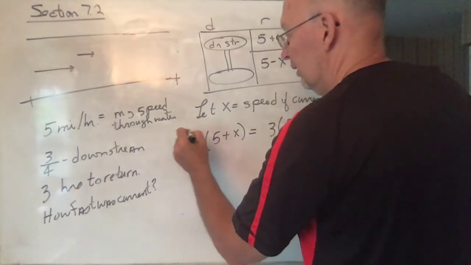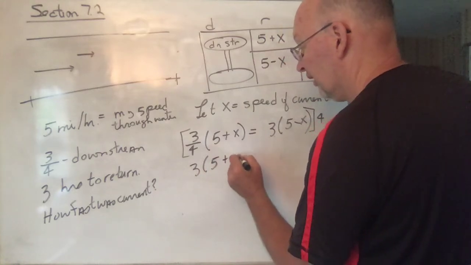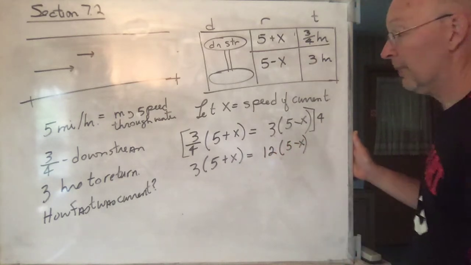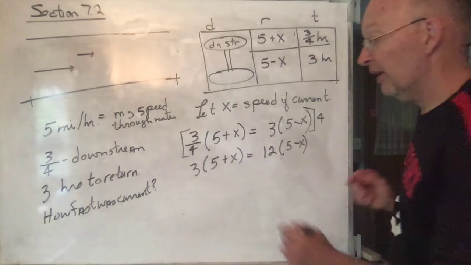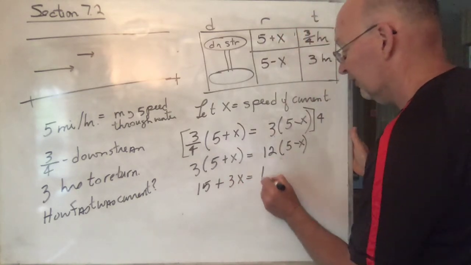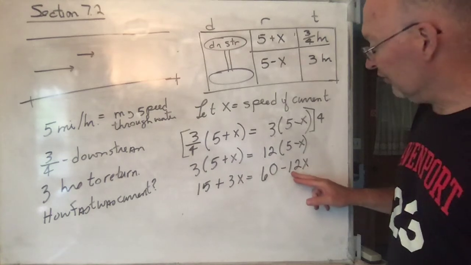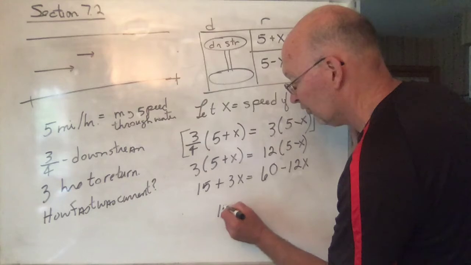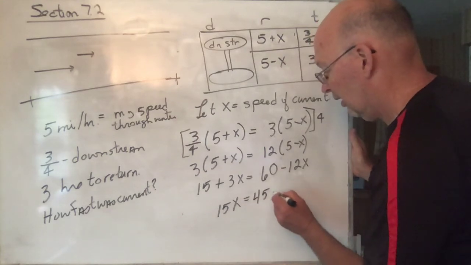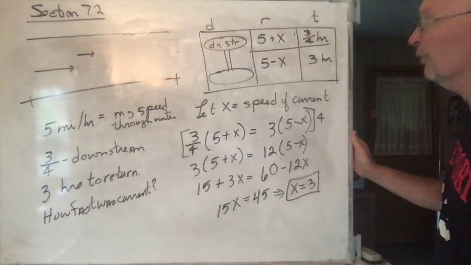Again, I don't like fractions, so I'm going to multiply everything by 4, and that's going to give me 3 times the quantity 5 plus x is equal to 3 times 4 is 12 times the quantity 5 minus x. Okay? And now if I multiply this through, I'm going to get 15 plus 3x is equal to 12 times 5 is 60 minus 12x. So now I can add 12x to both sides. If I add 12x to both sides, I'm going to get 15x over here. And if I subtract 15 from both sides, I'm going to get 45 over here. So if I divide both sides by 15, I get x is equal to 3. So the current is going at 3 miles an hour.